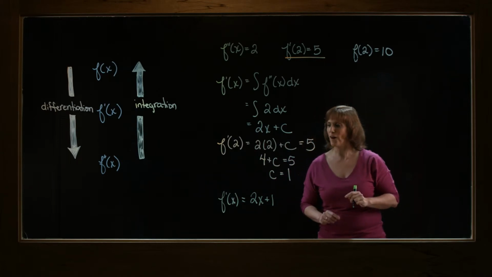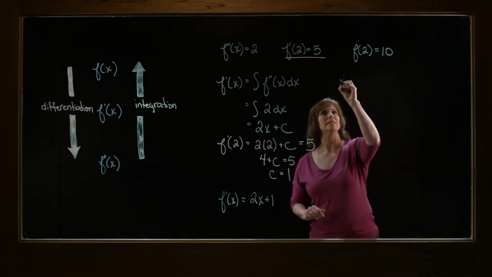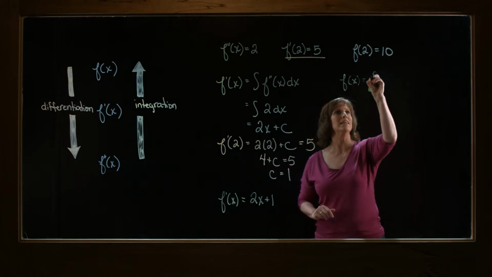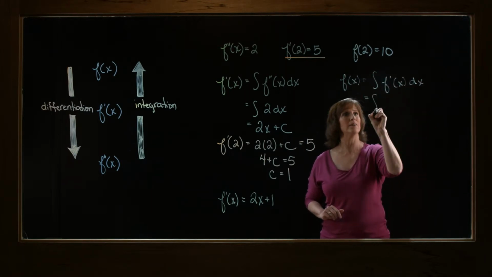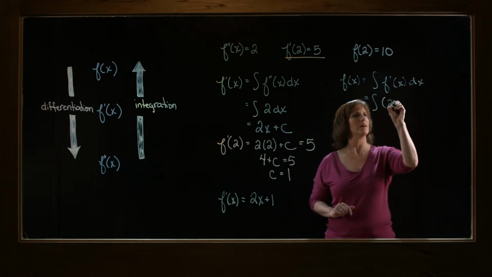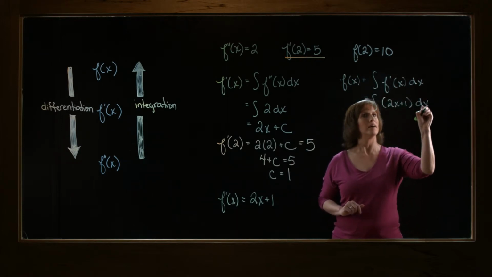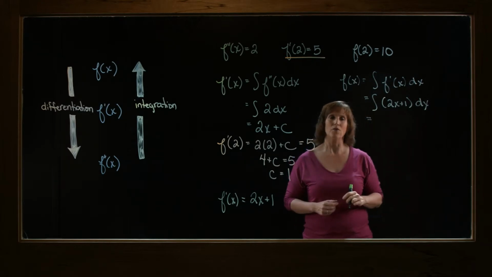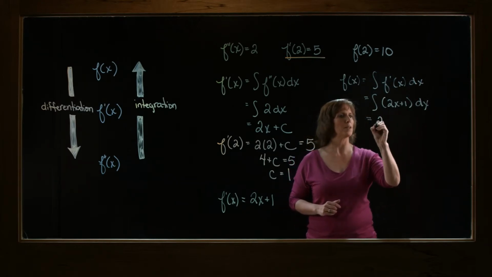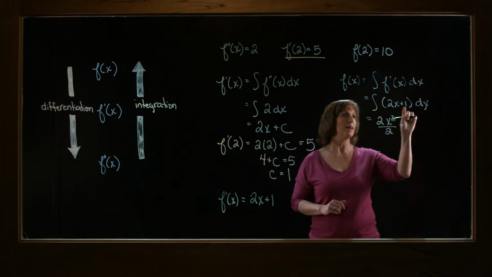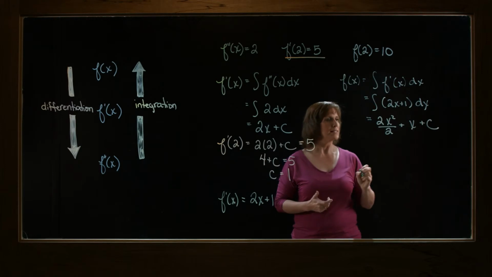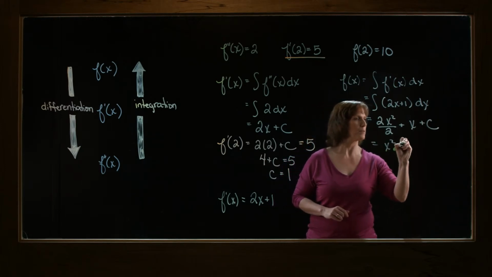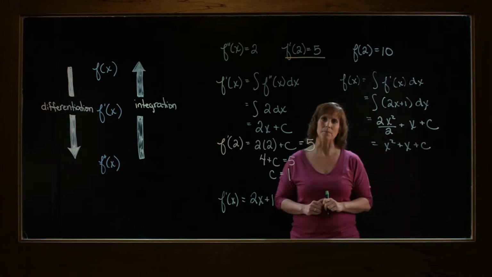But I really need the original function. How do I get that? Well, to get my original function, I have to integrate the first derivative, which I now know is 2x plus 1. Again, not a difficult integration problem. I have a constant multiple of 2 that I can pull out, and integrating x, I have x squared divided by 2. The integral of 1 dx is x, and I have another constant of integration. Simplifying, I have x squared plus x plus c.